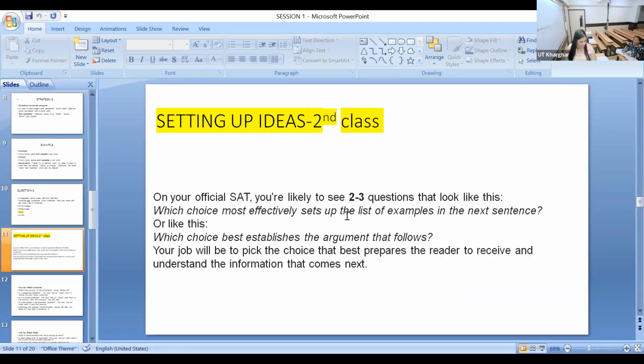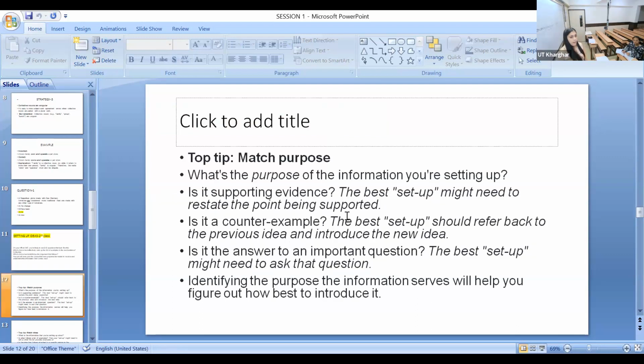Just to give an example, match purpose, in the sense of what's the purpose of the information you're giving. For example, if I'm talking about Europe, am I trying to tell you about the cities, or am I trying to tell you about food, or am I talking about people? You have to find that out in the sentence itself.